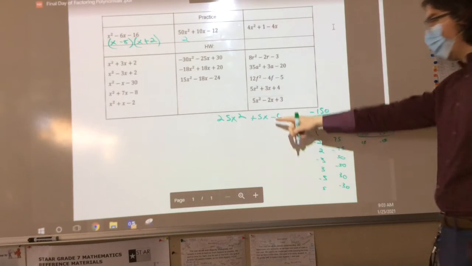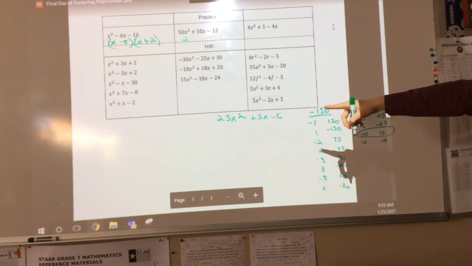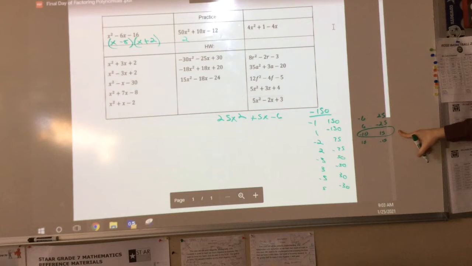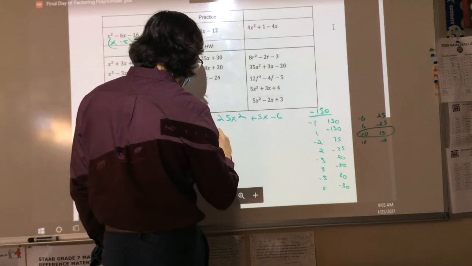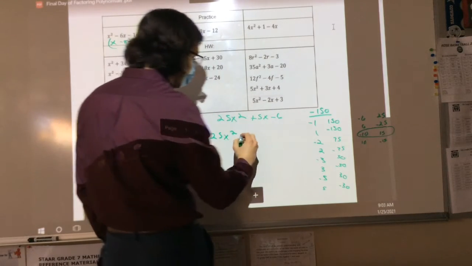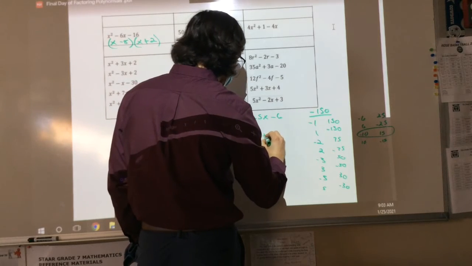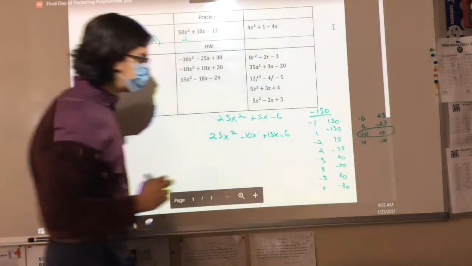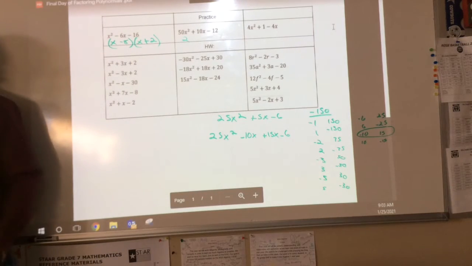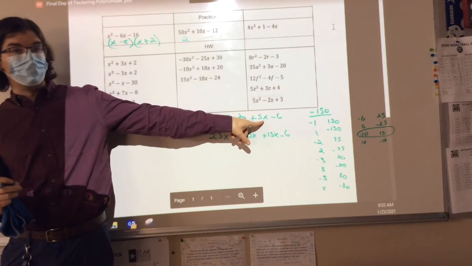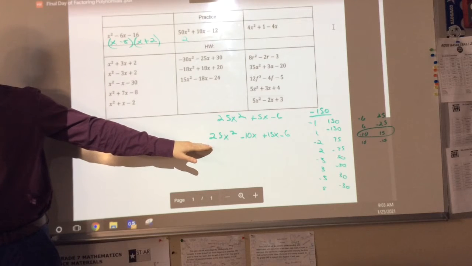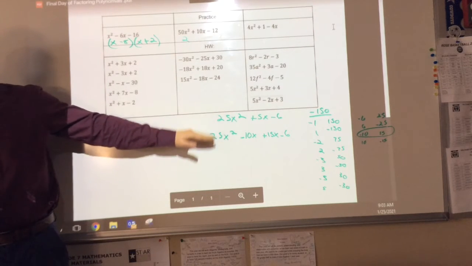Well, what am I looking for for my B term? A positive 5, right? And so therefore, I have to choose the negative 10 and positive 15. We're okay with those selections there? All right, if I rewrite this problem out now, here's what we've got. 25x squared minus 10x plus 15x minus 6. And just to remind you what I'm doing here, if I take negative 10x and 15x, doesn't it give me a positive 5x? So yes, it looks like I'm making this more complicated, but in reality, I'm just helping myself for the next step.